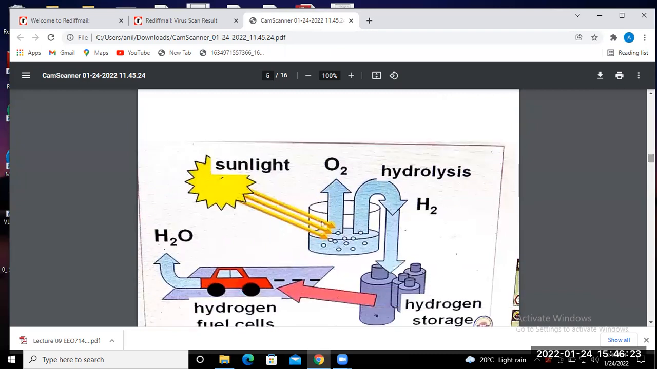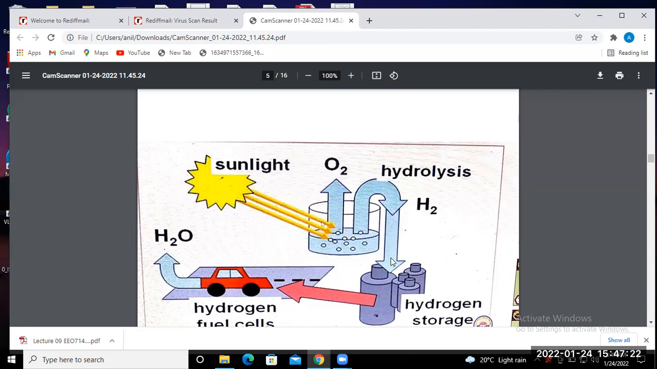This stored hydrogen gas may be used for a vehicle. Suppose water is placed in a cylindrical structure in sunlight. After hydrolysis in the presence of sunlight, the water breaks into oxygen and hydrogen gas. The oxygen goes outside into the environment as gas, and the hydrogen gas is contained in a storage system.